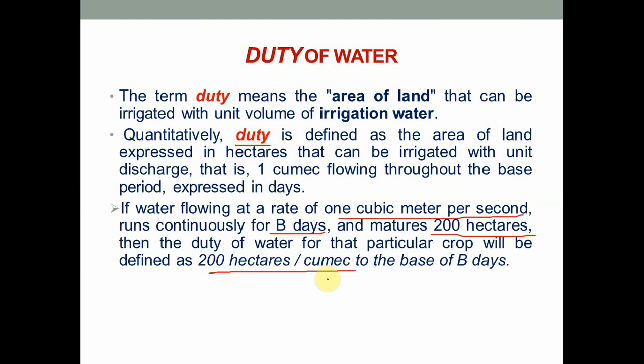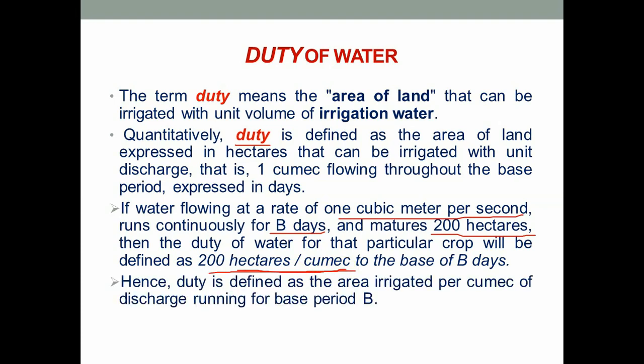So as we can see here, the unit of duty is hectares per cumec. Okay, hence duty is defined as the area irrigated per cumec of discharge running for base period b. Okay, it is the area irrigated per cumec. Area is in hectares. Now the duty is generally represented by the letter capital D.